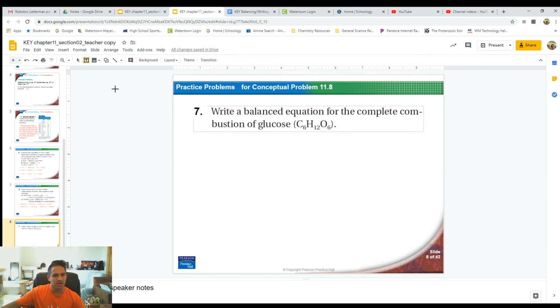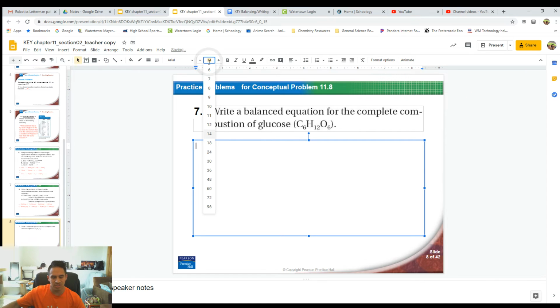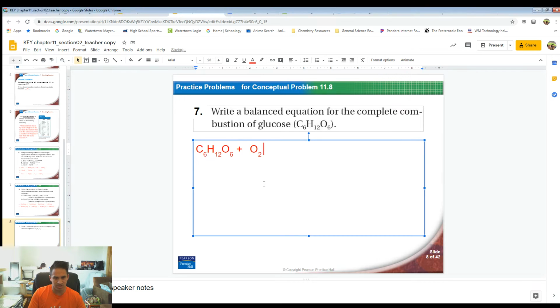Number 7. It says write a balanced equation for the complete combustion of glucose. All right, so we have a combustion reaction here. So we're going to have C6H12O6. Combustion means it's going to be reacting with oxygen. And the two products we're making are going to be carbon dioxide and water. So this is going to be our combustion reaction.